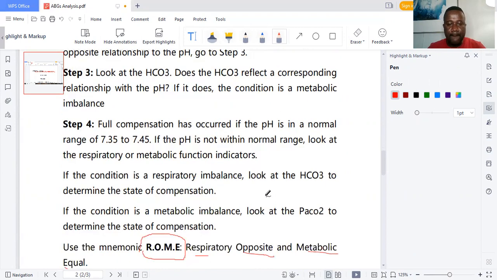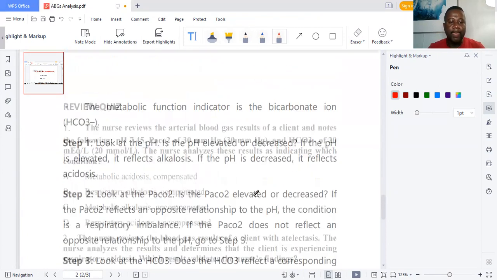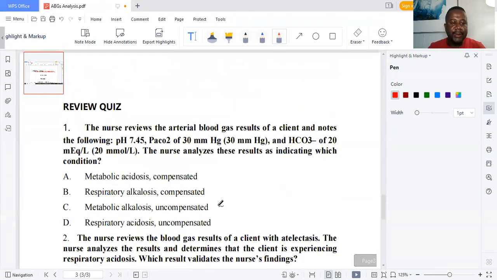Let's look at a sample question. I want this video to be as short as possible. Okay, review question number 1. We have it here. Now, this is a question for you. The nurse reviews the arterial blood gas result of a client and notes the following: pH 7.45, carbon dioxide 30, carbonate 20. The nurse analyzes this result as indicating which condition?